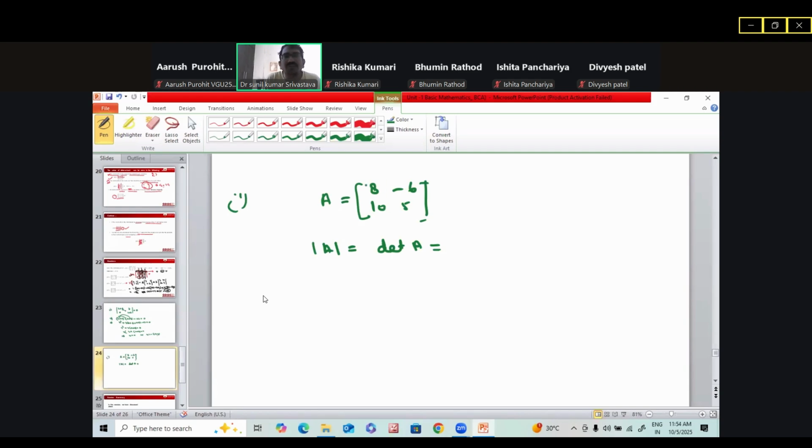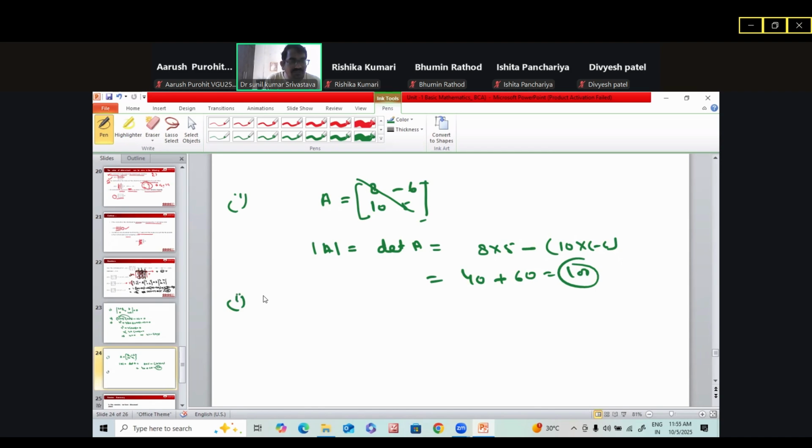So what you have to do? You have to multiply 8 into 5, minus 10 into minus 6. So we have 40 minus 50, that is equal to 100. In this way, you can calculate the value of any determinant of this type. So this is how we find the value of this one.